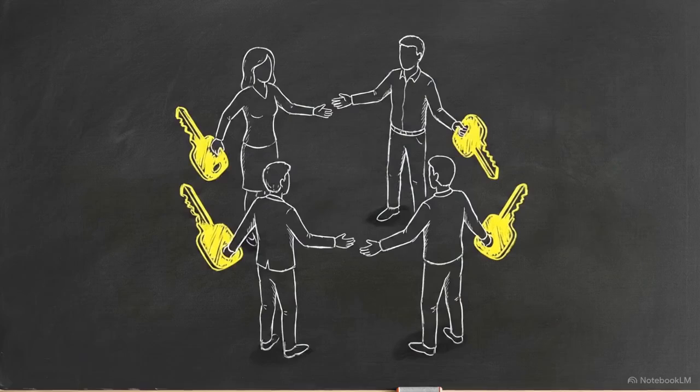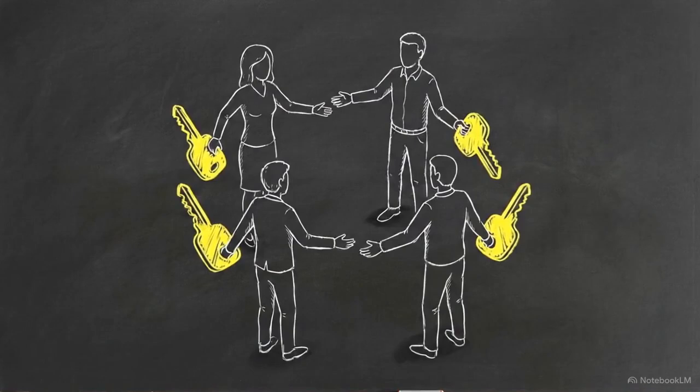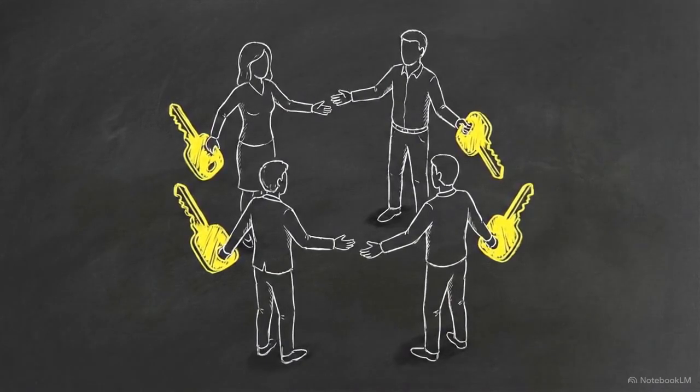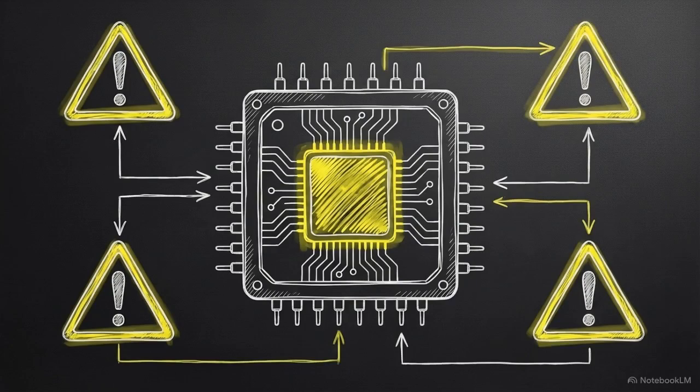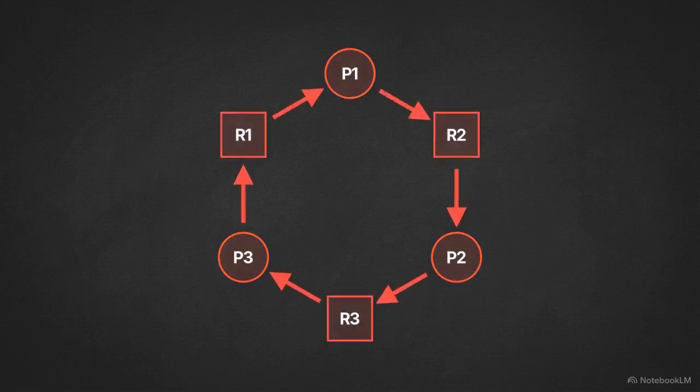Think of a deadlock like four people, each holding one key and waiting for another key, locked in a perfect circle. All progress drops to zero. In an operating system, this state is a deadlock. It occurs when a set of processes becomes blocked forever, with each one waiting on a resource held by another process in that specific set.